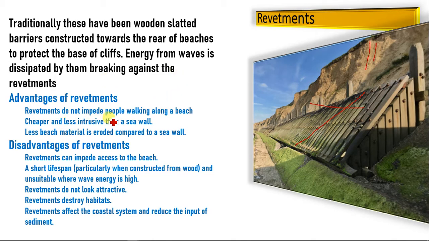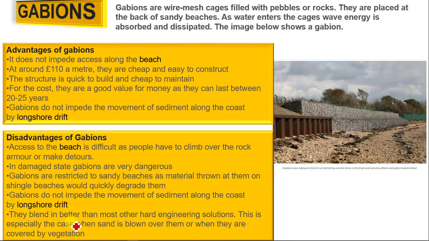Now, advantages of revetment. Revetments do not impede people walking along a beach. It's cheaper and less intrusive than a seawall, and less beach material is eroded compared to a seawall. Now, disadvantages of revetment. Revetment can impede access to the beach. It has a short lifespan. Revetments do not look attractive. Revetment destroys habitats, and it affects the coastal system and reduces the input of sediment.